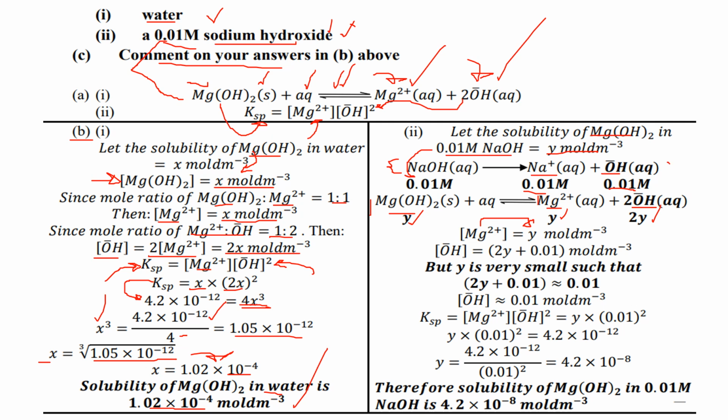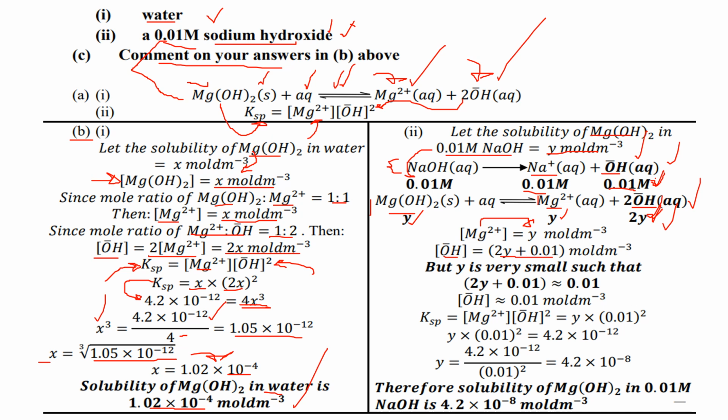But if you compare this equation and this equation, due to the common ion effect, since we have hydroxide here and also hydroxide here, the total hydroxide concentration in solution is going to be 0.01 plus 2y. So the total molar concentration of hydroxide ions in that solution is the concentration from sodium hydroxide plus the concentration from the saturated magnesium hydroxide. So the new concentration of the hydroxide ion becomes 2y plus 0.01.